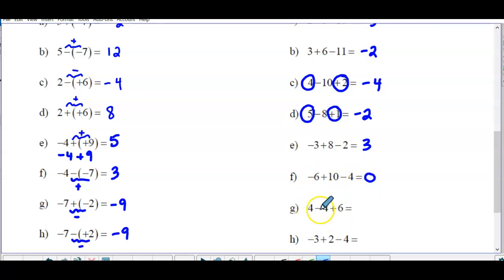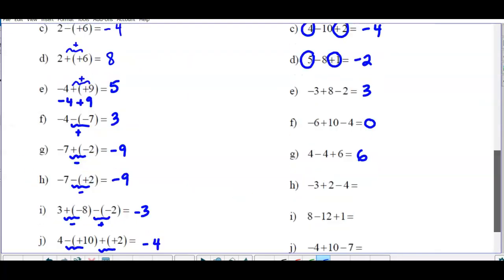Here in order, 4 minus 4 is 0, plus 6 is 6. Oops, that was an easy one. Negative 3 plus 2 is negative 1. Minus 4 is negative 5. Okay, and if you need to think about it in terms of money, you're in debt $3, someone gives you 2, so now you're only in debt $1, but then you have to borrow more money, so you're in debt $4 more. So in total, $5 in debt.